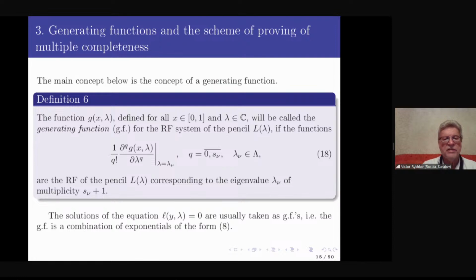The solutions of the equation L y lambda equals 0 are usually taken as generating functions. That is, the generating function is a combination of exponentials of the form 8, the fundamental system of solutions.